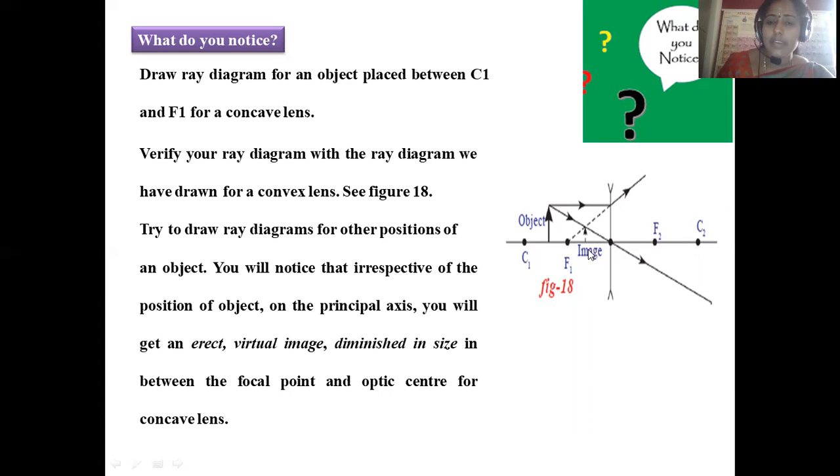So it's very clear. The image is represented here. That is the shorter one. When compared to the object, it is very tiny, right? So a shorter image is formed and it is virtual.